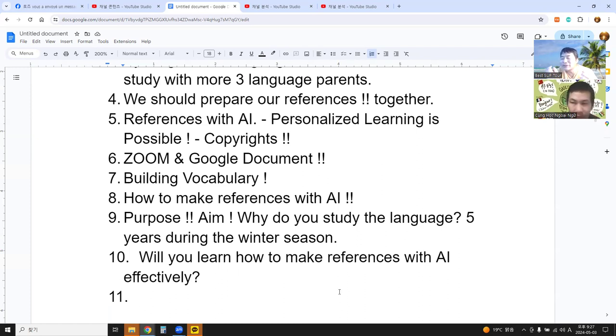So you think Korean is very difficult, and when someone else prepares the reference it is very difficult because you are passive. If you prepare by yourself, you are active, thinking: I want this, I want to teach this. Not only teaching but also learning. I want to learn this part with my language partner. You prepare references, and then you can get the goal. And also one thing, we talk about Google Docs.